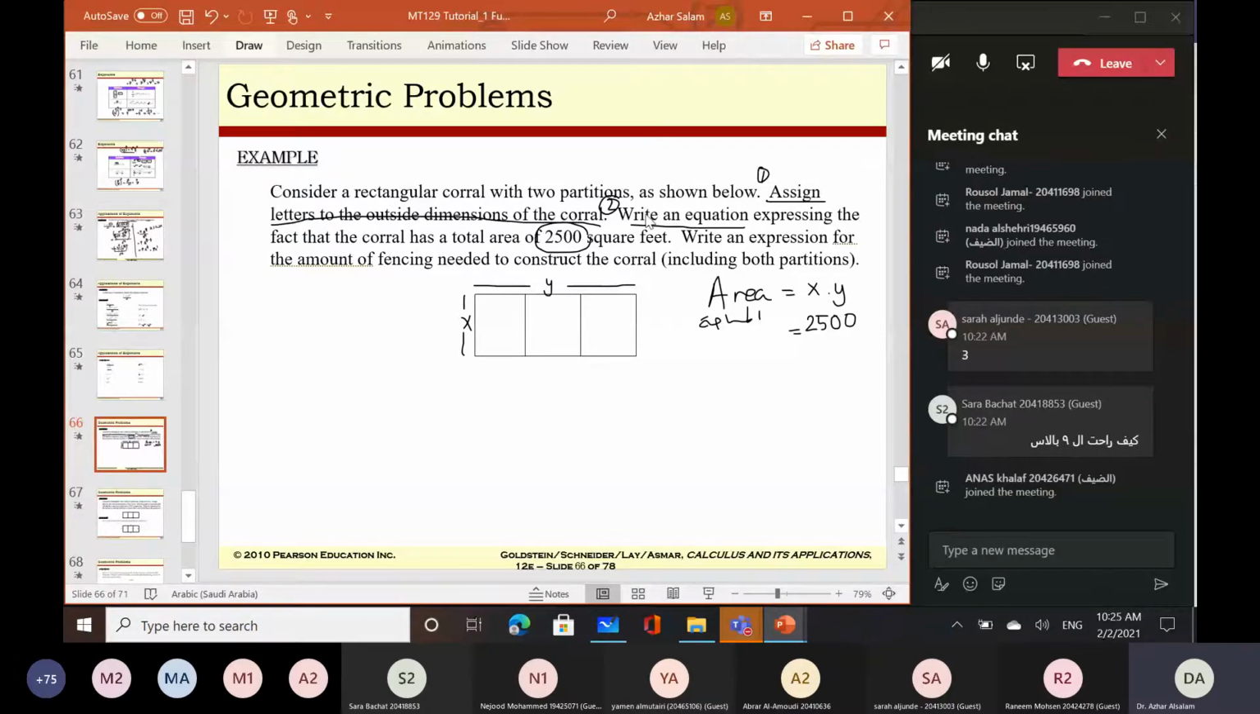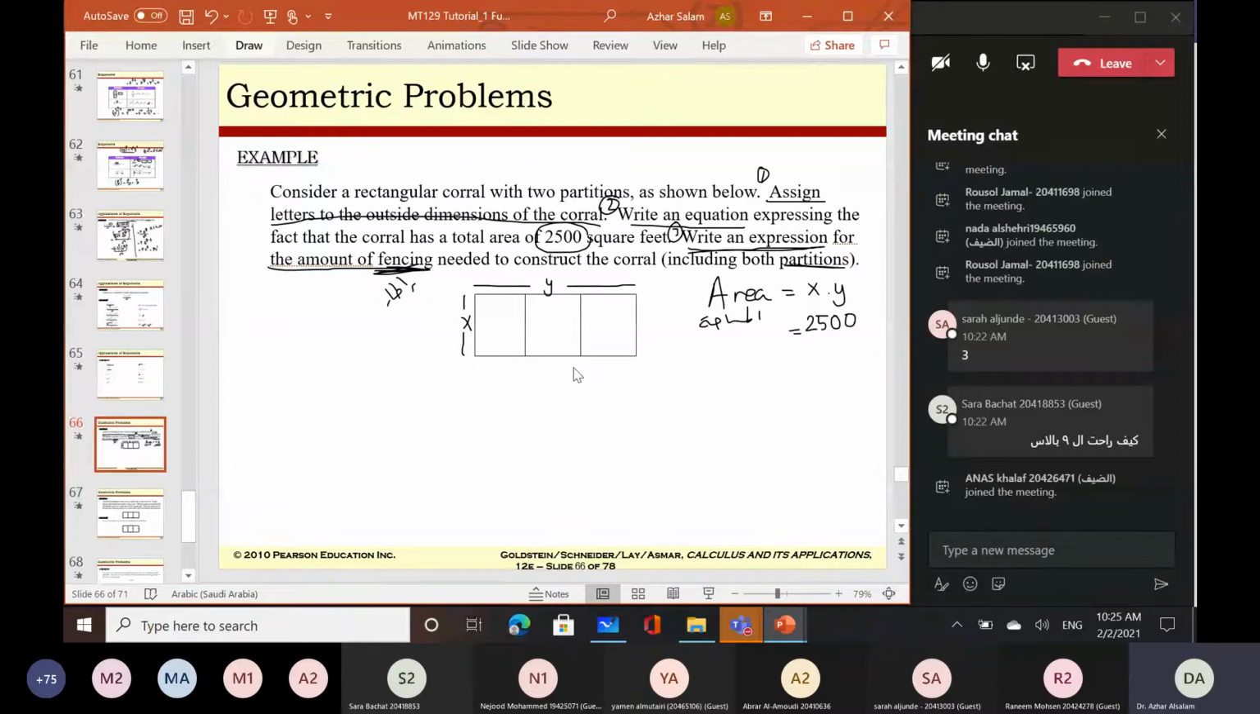We finish it. Then the third question: write an expression for the amount of fencing needed to construct the coral, including both partitions. I want to put a fencing, a fence or frame, needed to construct the coral. I want to put a fencing around all this area, including the two partitions.